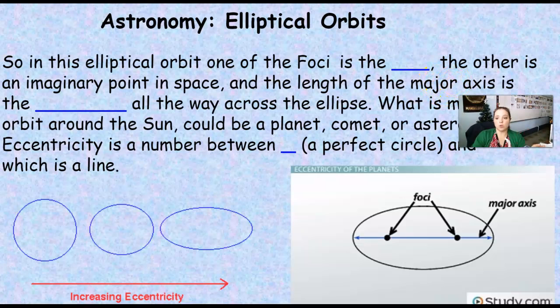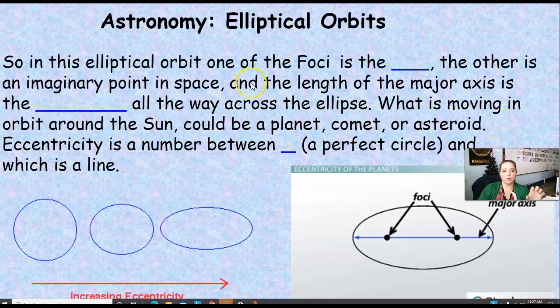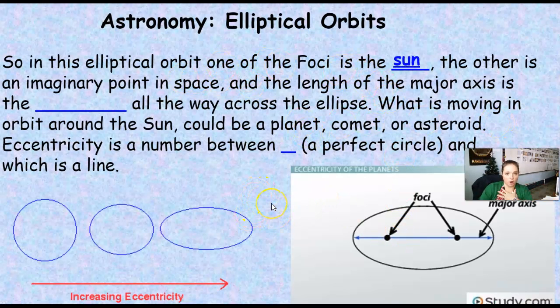So in this elliptical orbit, one of the foci is the sun. So in ours, it's always going to be the sun. The other is an imaginary point in space. It could be a planet. It could be an asteroid. It could be any of those. So the length of the major axis is the distance all the way across the ellipse. What is moving around the sun in the orbit could be a planet, comet, or asteroid.